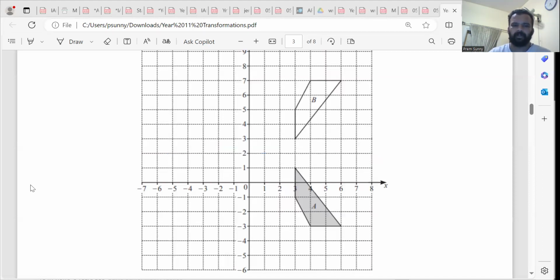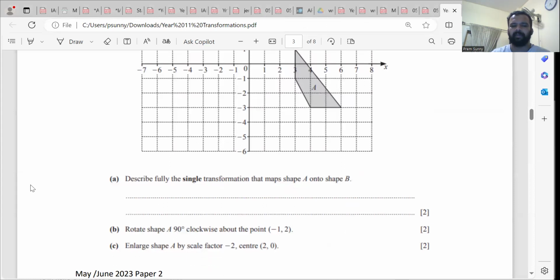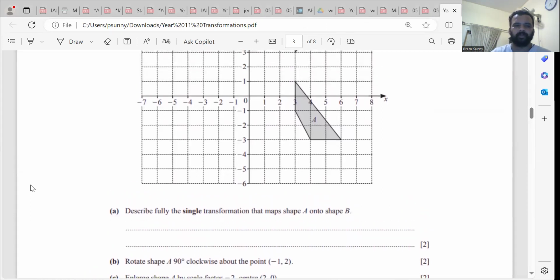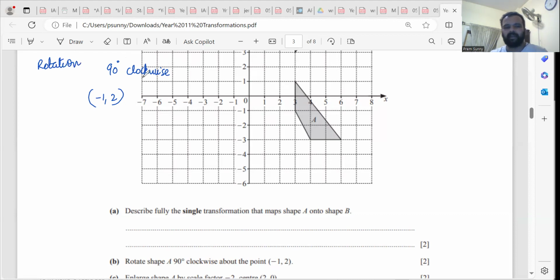Now moving on to the next one here, rotate shape A 90-degree clockwise about the point -1, 2. So it is 90-degree clockwise about the point. It's not about origin. So about the point -1, 2. So rotation is what we need to do here. In the previous case, 90-degree clockwise, we said it was about the origin. So this is a different case.